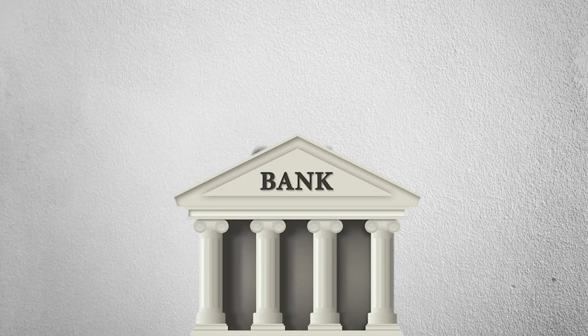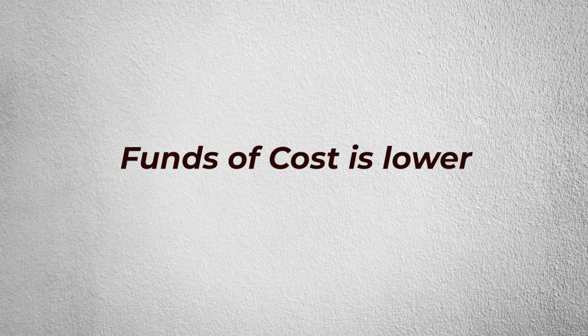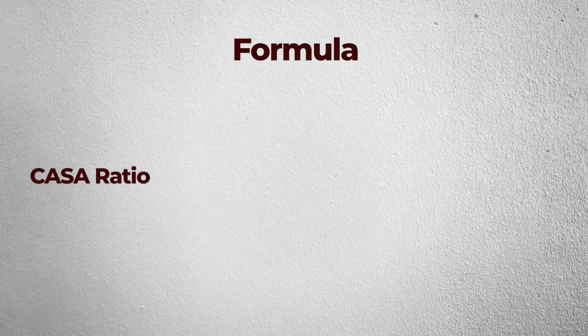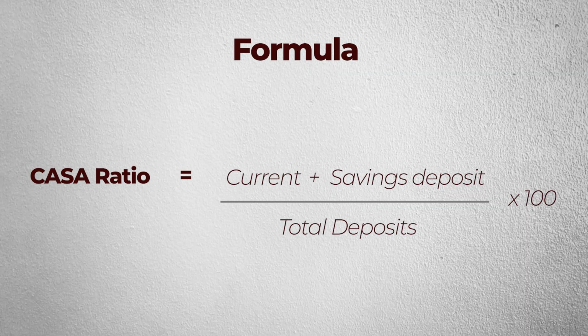So if a bank has higher CASA ratio, its cost of funds is lower. Formula: CASA ratio equals current plus savings deposits divided by total deposits multiplied by 100. Higher CASA generally supports better NIM.